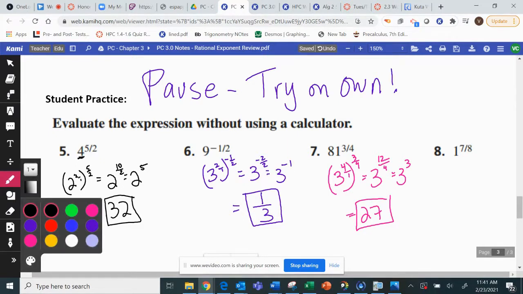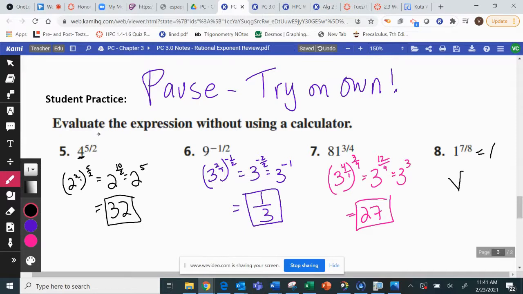And then the last one, 1 to any power is just 1. So it doesn't really matter that it's 7/8. I mean, I could rewrite it as the 8th root of 1 to the 7th. And 1 to the 7th is 1. Or, yeah, anyway, 1.